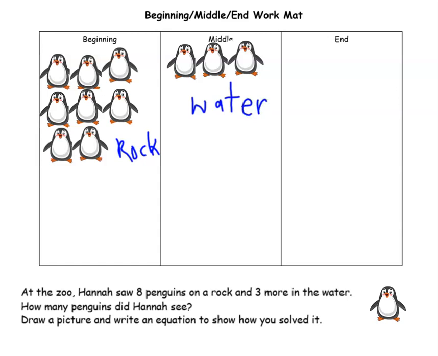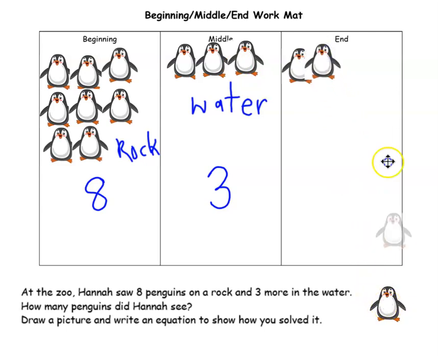Now, how many did she see in all? We know that she saw 8 on the rock, and she saw 3 more. And so let's count these. So we have 8, 1, 2, 3, 4, 5, 6, 7, 8. And then I can count 3 more. 9, 10, 11. So if we have 8 and 3 more, we have 11.